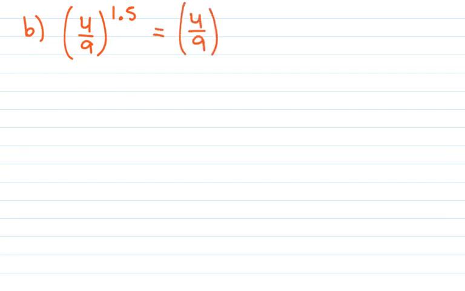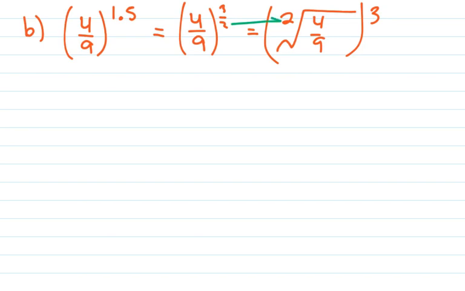B, 4/9 to the power of 1.5. So as soon as you see 1.5, you're going to want to change that to a fraction. So 1.5 as a fraction would be 3/2. And now I have 4/9 to the power of 3/2. And I'm going to make my denominator the square root. So the square root of 4/9, and then all of that cubed. So see how this 2 went there, and this 3 stayed up there.